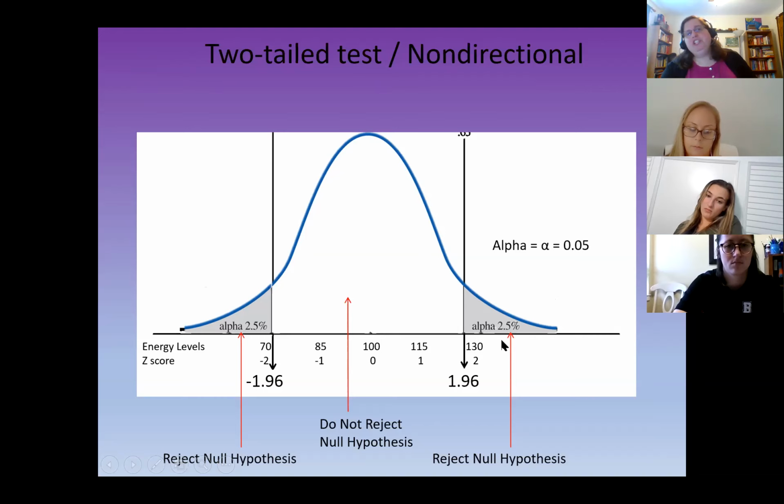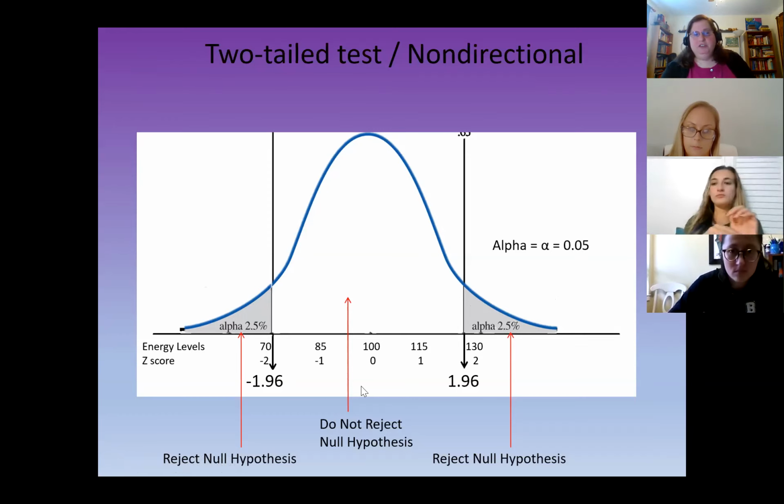Well, we've got to retain that 5% in our tail. And the way to do that is to split it in half, to put 2.5% here, 2.5% here. That's why these numbers are 1.96 and negative 1.96. Because now we've gone all the way out to putting 2.5% in our upper tail and lower tail.